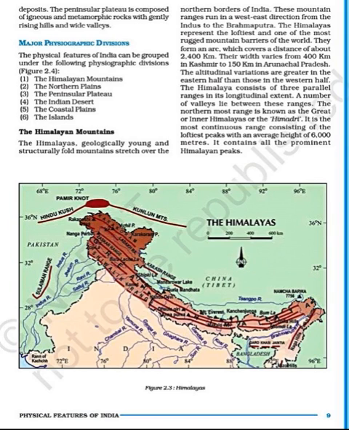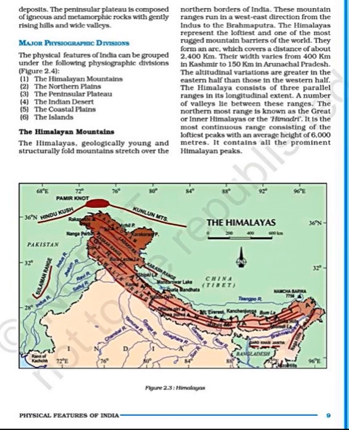our country. So the physical features of India can be grouped under the following physiographic divisions: the Himalayan mountains, northern plains, the peninsular plateau, Indian desert, coastal plains, and the islands. So these are our major physiographic divisions of our country. Again, I am repeating: the Himalayan mountains, the northern plains, the peninsular plateau, the Indian desert, the coastal plains, and the islands. So we'll start our discussion with the Himalayan mountains.